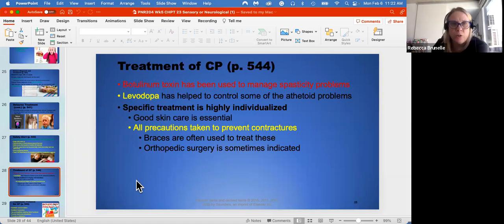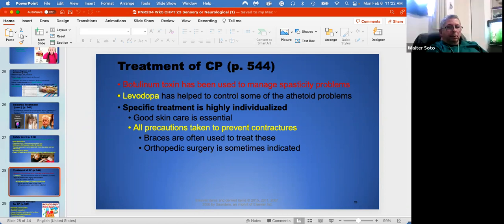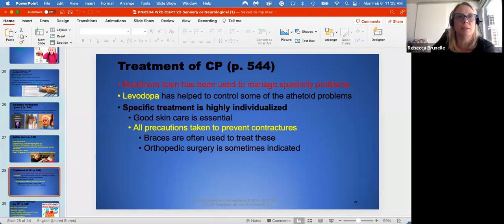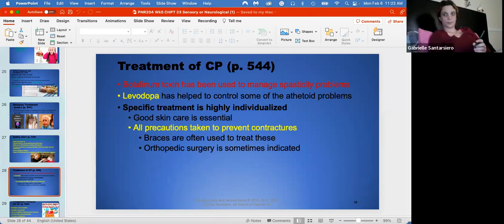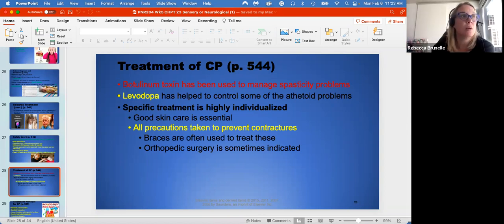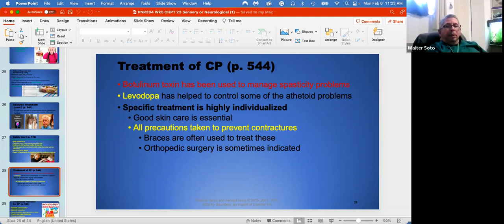Has anyone here heard of cerebral palsy, or have you ever known a kid that had cerebral palsy? How would you describe cerebral palsy, or CP? No one's ever seen a kid with CP? Anyone? Go ahead. You're talking about a CP patient? Yeah.